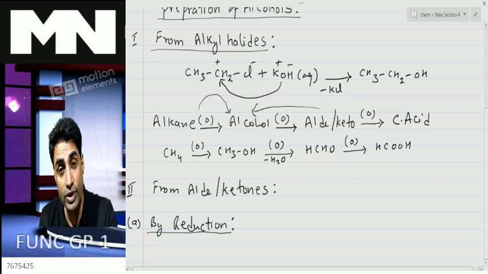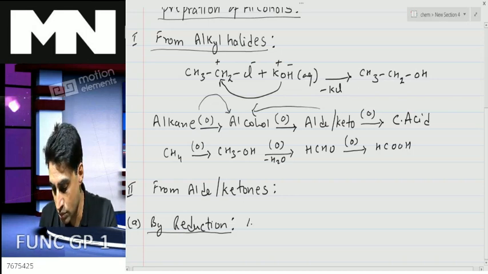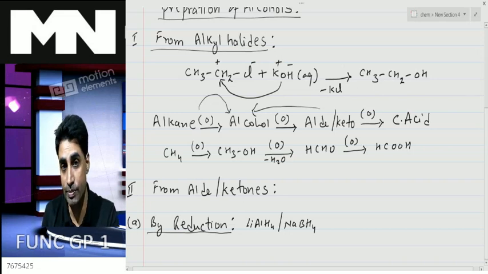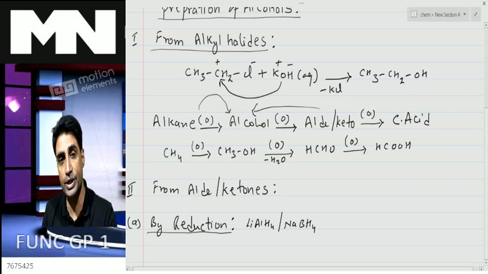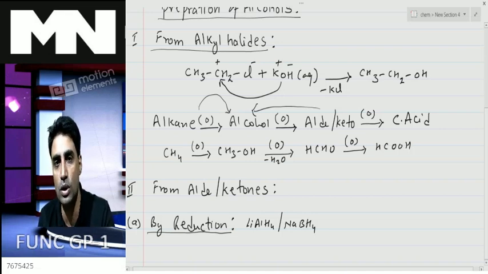We can use two different reducing agents. We can use lithium aluminum hydride, or we can use sodium tetrahydrogen borate. There's a difference in the reducing power of these two reducing agents. LiAlH4 being a strong reducing agent can reduce all the carbonyl groups, no matter whether they belong to aldehyde or ketone or carboxylic acid or their derivatives. But NaBH4 is a weak reducing agent. It can reduce only carbonyl groups belonging to aldehydes and ketones.